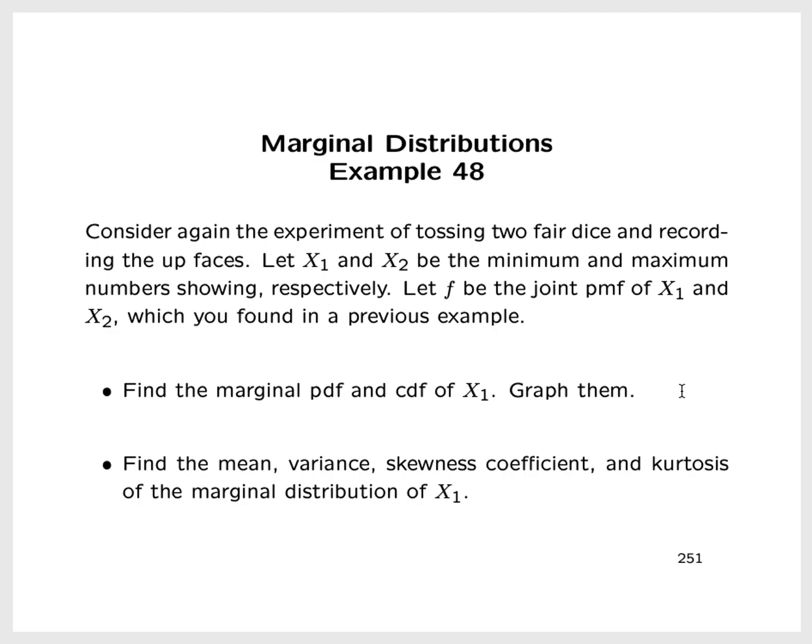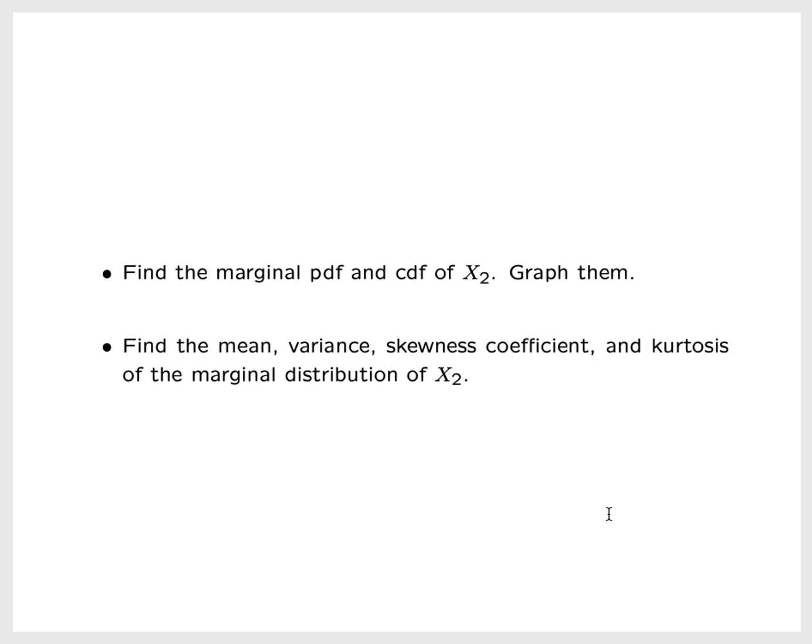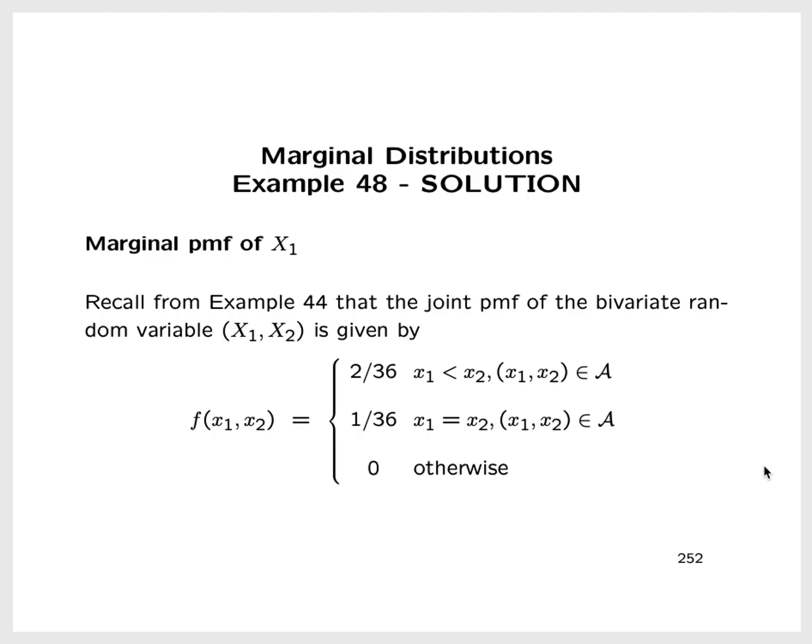So what we want to do here, now that we have the joint PMF, is find the marginal PMF and CDF of x1. We want to find the mean, the variance, the skewness, and the kurtosis for the marginal distribution of x1. We also want to find the marginal PMF and CDF of x2, and then find the mean, variance, skewness coefficient, and kurtosis of the marginal distribution of x2. So let's first find the marginal PMF of x1.